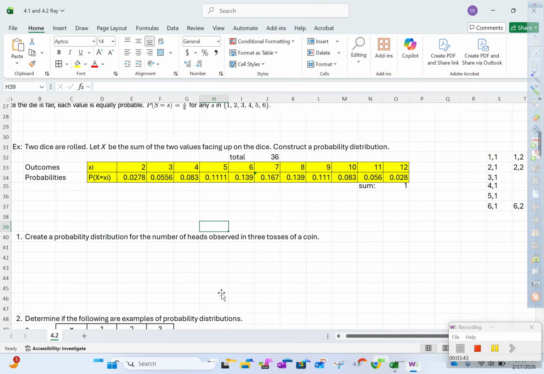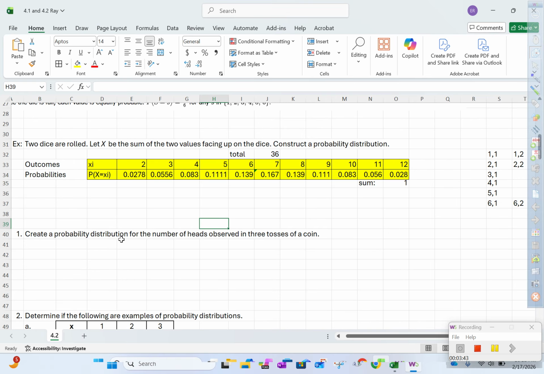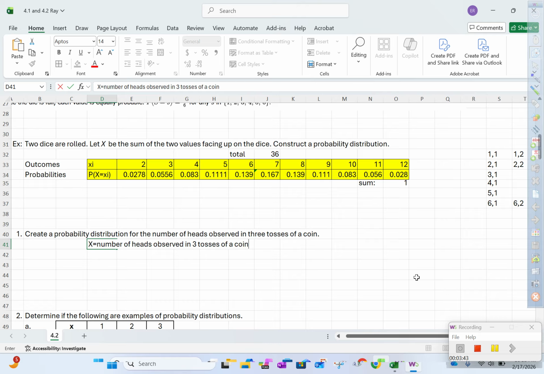Okay, so now we're going to create a probability distribution for the number of heads observed in 3 tosses of a coin. So this time they didn't define the random variable for us, so we're going to do that first. Okay, so we're going to let capital X represent the number of heads observed in 3 tosses of a coin. So if we talk about our sample space, when we're dealing with 3 tosses of a coin, I could get heads, heads, heads.